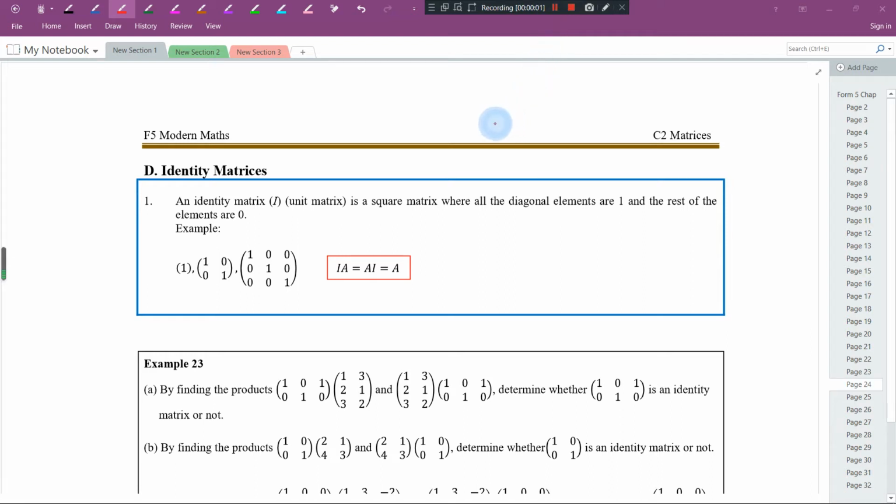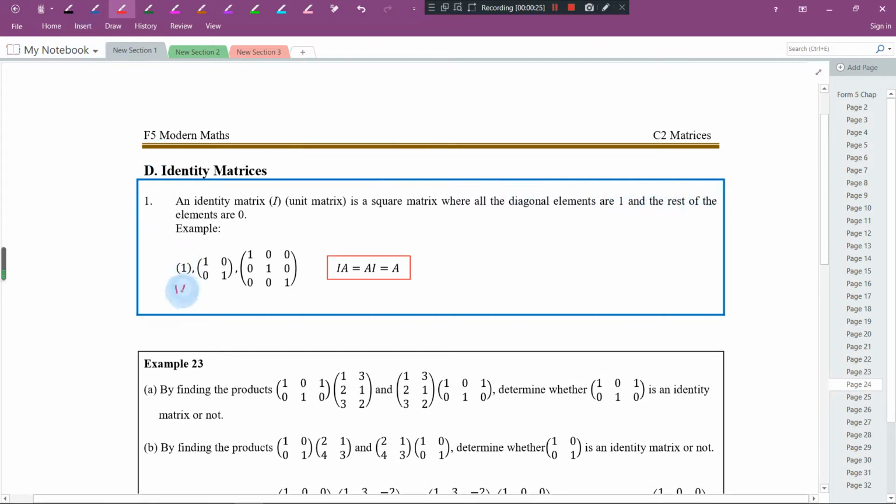Hi everybody, in this video let's talk about identity matrices. Normally, we will represent an identity matrix by using the letter I. An identity matrix is a square matrix. It means that the number of rows and the number of columns are the same, where all the diagonal elements are 1 and the rest of the elements are 0.